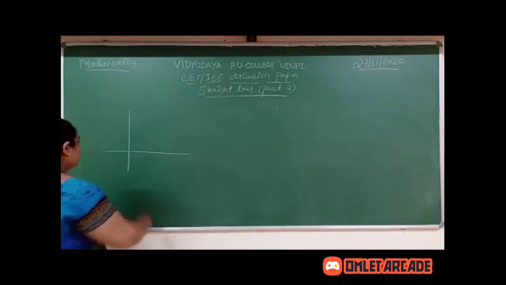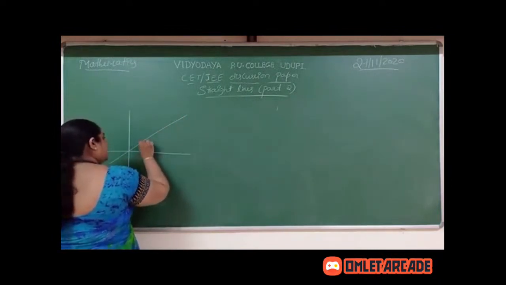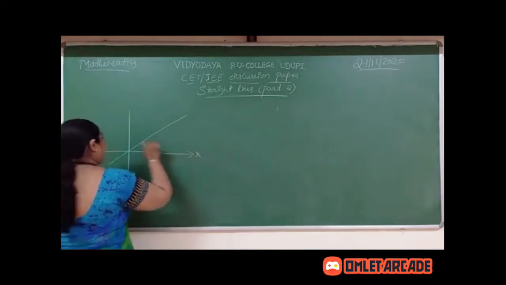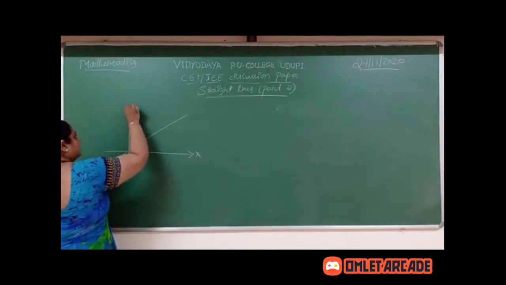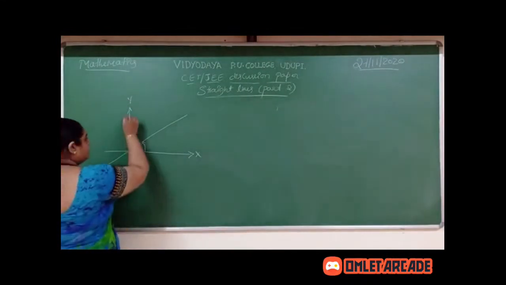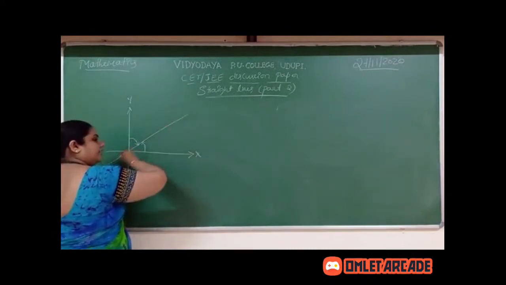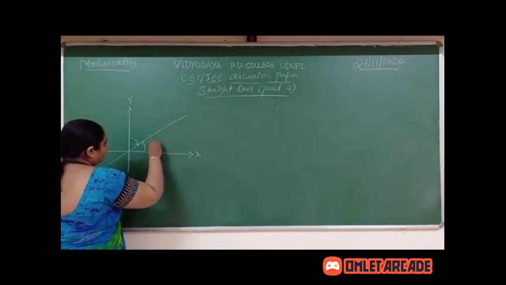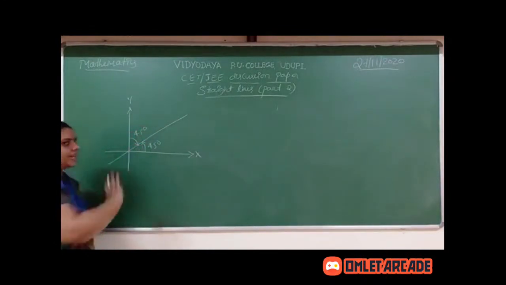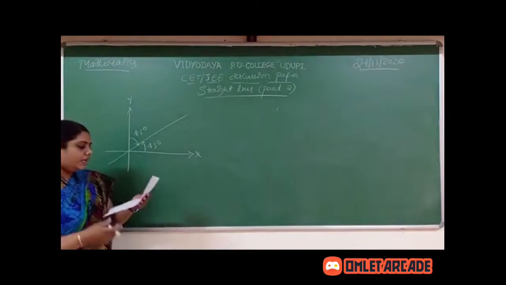Equally inclined to the axis means, see, this is the straight line. Inclination from the x-axis and inclination from the y-axis are the same. So they are saying equally inclined. If they are equally inclined, you know the angle between the x and y-axis is 90 degrees. Then the inclination of this line is 45 degrees, 45 degrees on both sides. Am I right? Did you get this, students? Did you get the meaning of equally inclined?